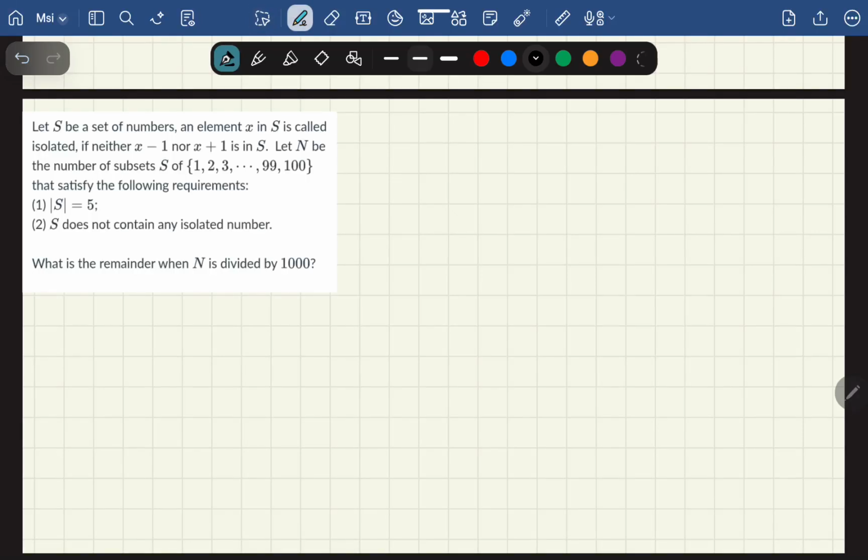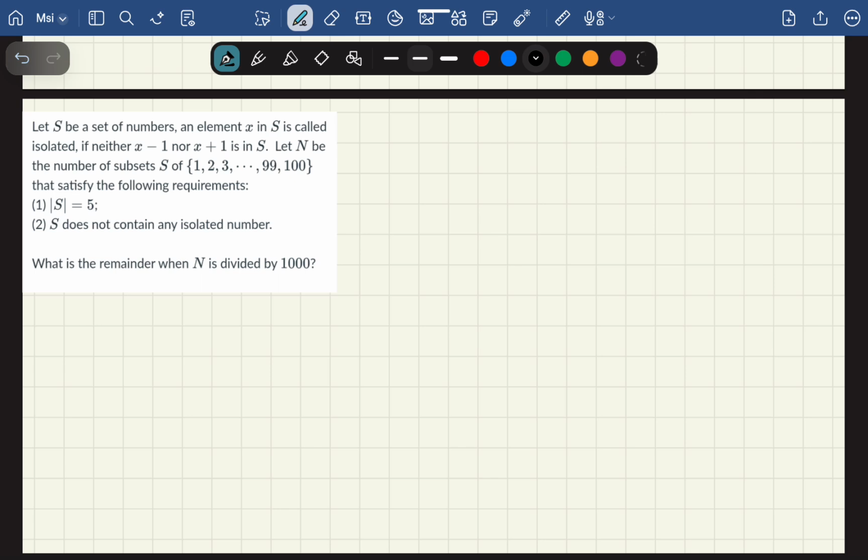Let S be a set of numbers. An element x in S is called isolated if neither x minus 1 nor x plus 1 is in S. Let n be the number of subsets S of {1, ..., 100} that satisfy: the size of S is 5 and S does not contain any isolated number. What is the remainder when n is divided by 1000?